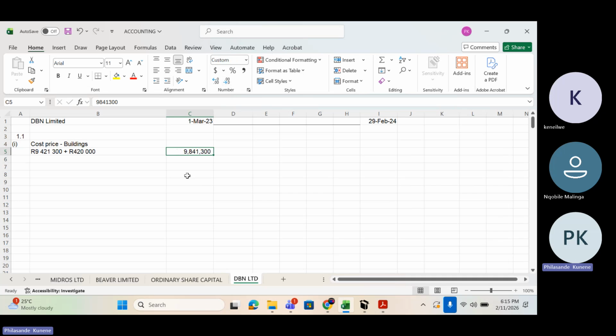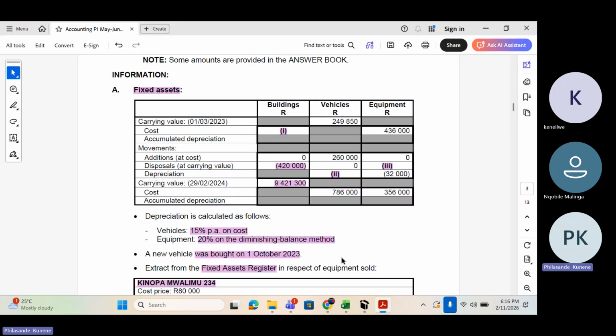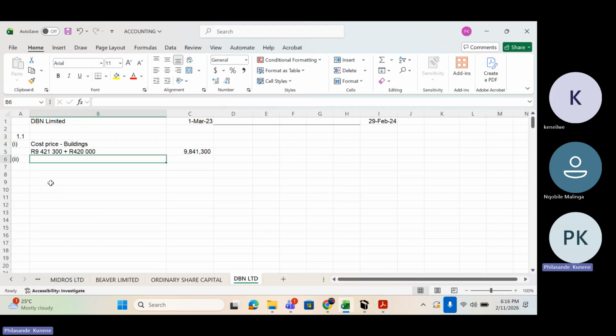Thank you for that. Okay, then now we can move on to Roman figure 2 and see what we're going to have there. Roman figure 2 and see what they want us to calculate. Okay. For Roman figure 2, it's a depreciation for vehicles, right? We need a depreciation for vehicles, okay? Let's see how we're going to do this one.